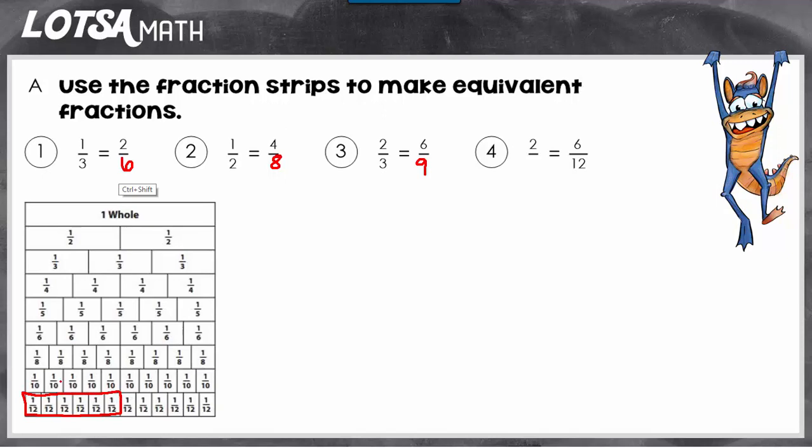Well, this would be 2/10, so no. 2/8, no. 2/6 is getting closer. 2/5, 2/4. Looks like that's going to be about the same amount. So 2/4 would equal 6/12.